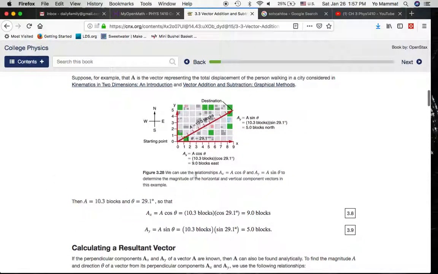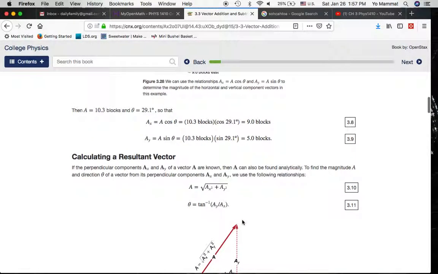So here's the example of the street again, where we go 9 blocks and then 5 blocks. Let's see if this works. Let's work this backwards and see if we can calculate 9 and 5 from the 10.3 that we measured before. 10.3 is the length of the vector A, the displacement vector across the hypotenuse here. We plug that in, 10.3 times the cosine of 29.1, which is the angle we measured, and we get about 9 blocks. The same thing for the other side, the sine side, which you could slide over here and make your triangle. You get 10.3 times the sine of 29.1, you get 5 blocks, and it works out pretty well.